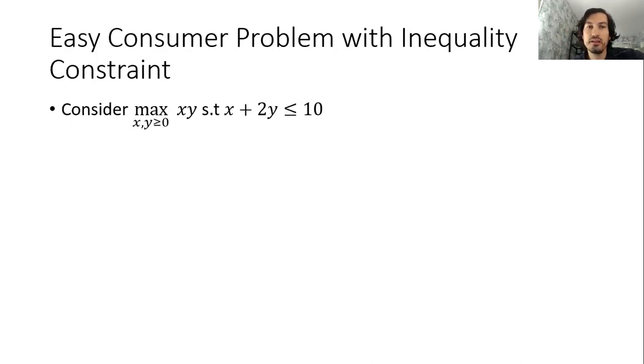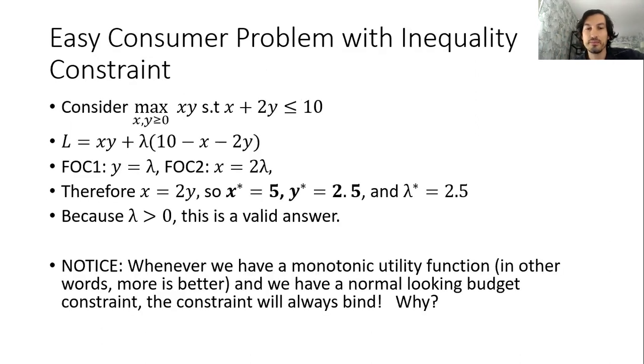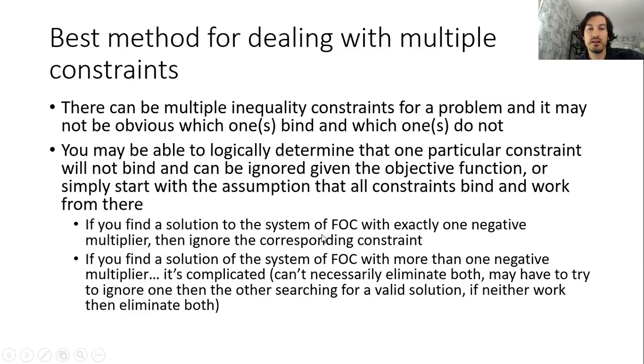And then we looked at this problem. In fact, I think we did this problem. We found that, oh, lambda is greater than 0, no problem. That means this is the solution: x star equals 5, y star equals 2.5. We did that one, right? And we got to this part where, what do we do when there's multiple constraints and you can't be sure if they bind or not?